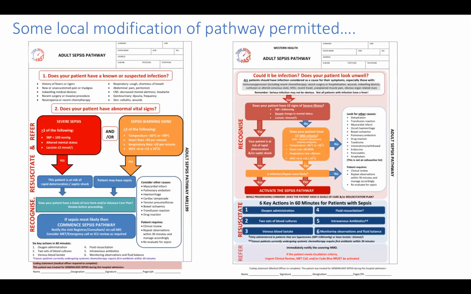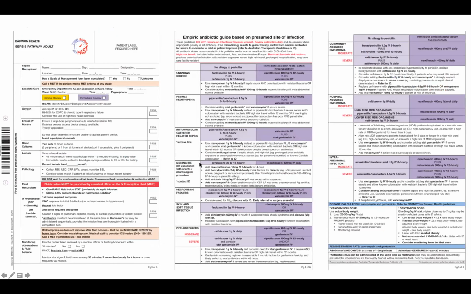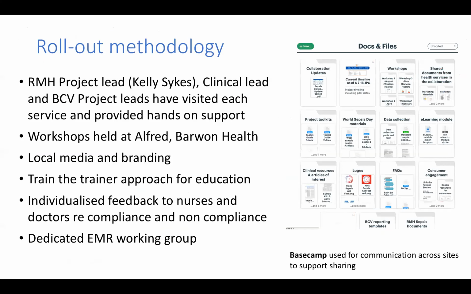This is an example of the Western Health Pathway, where there was some modifications according to local preference. And of course, this is Barwon Health Sepsis Pathway, where they have adapted and modified the empiric guidelines according to their own. This ability to modify according to their own practice and stewardship programs, I think, is really important for local ownership and uptake of the program.